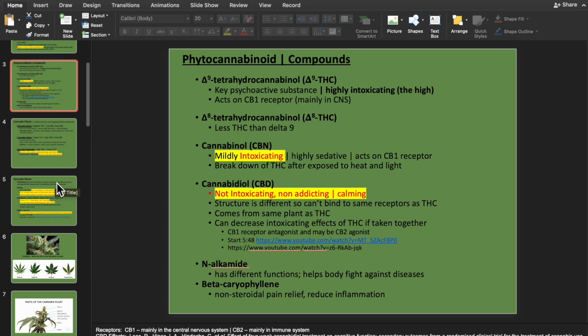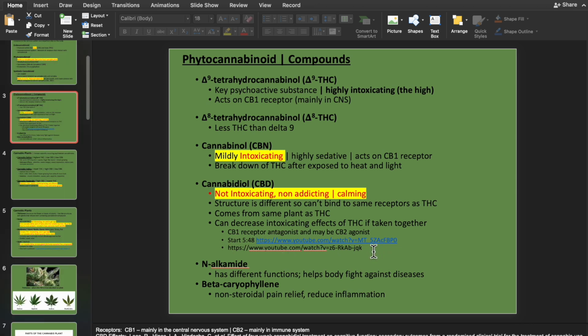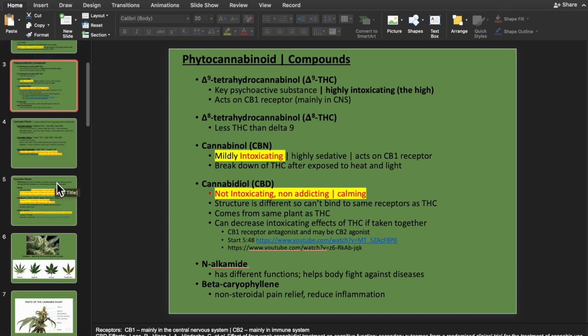The structure of CBD is completely different from THC, so it can't bind to the same receptors as THC. The receptors that THC binds to are what help cause the high. CBD can't bind to those receptors. They can't do the same thing. It has more sedative and pain relieving properties, so it can actually counterbalance THC's effects if they're used together. These videos are really helpful to understand what CBD is. There are also alkaloids, which have different functions and help the body fight diseases. And then there is beta-caryophyllene, which offers non-steroidal pain relief and inflammation reducing properties.